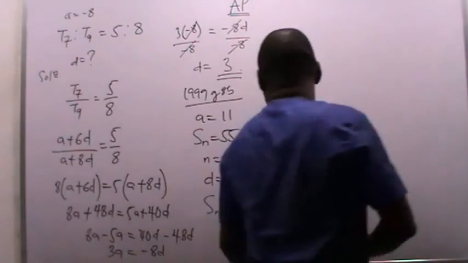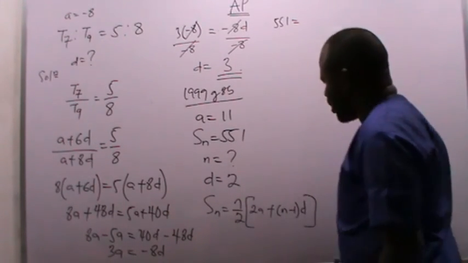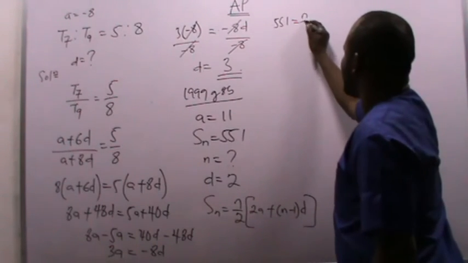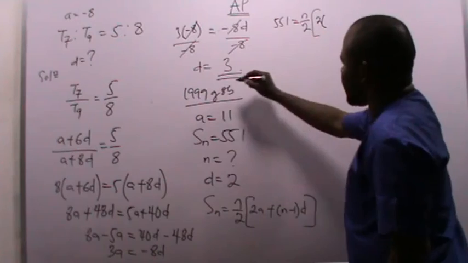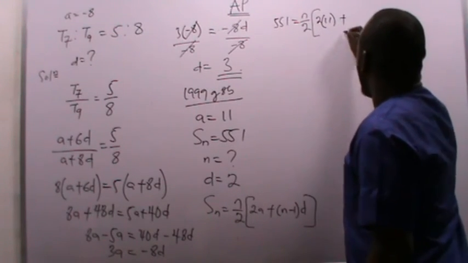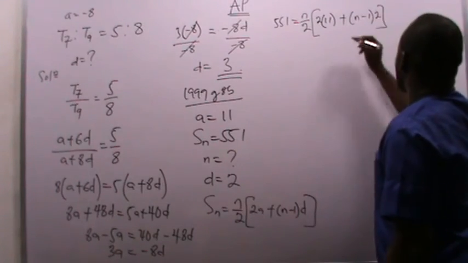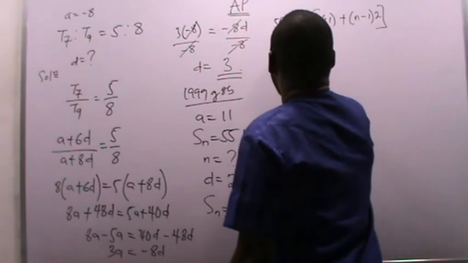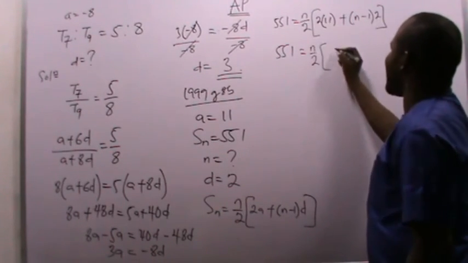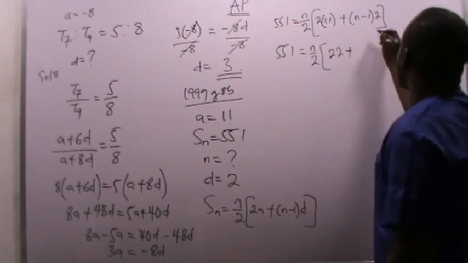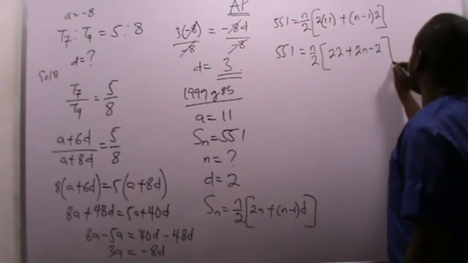Now, what do we have? We already told the sum, that is 551 equals n, we don't know it, over 2 bracket 2a, where a is 11, plus n minus 1 d. What is d? 2. Close the brackets. So we have 551 equals n over 2 bracket 2 times 11, 22, plus 2 times n, 2n, 2 times minus 1, minus 2.